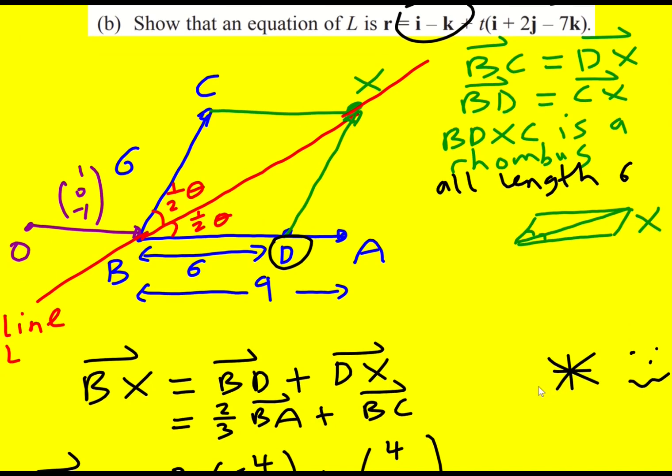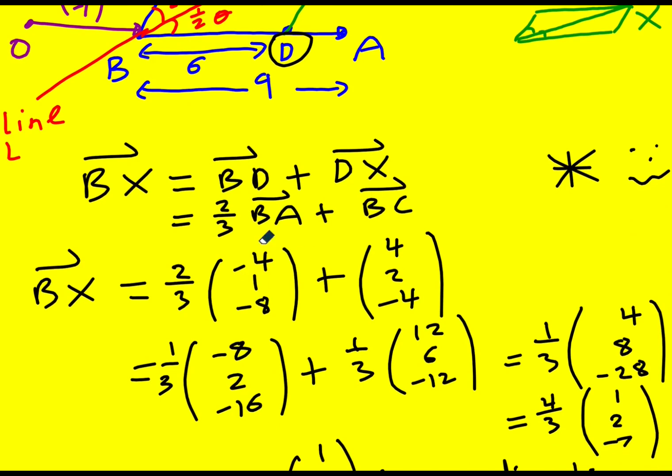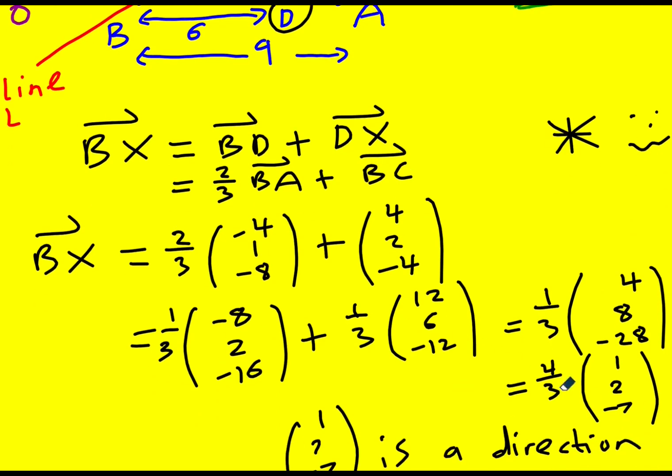Like I said, I starred it because then I can write BD plus DX, but that's going to be 2/3 of BA plus BC. And then I put it through. I just had to be careful with that fraction. I mean, I could have multiplied it through and put it all over a common denominator. I would have ended up having to take it out eventually anyway.